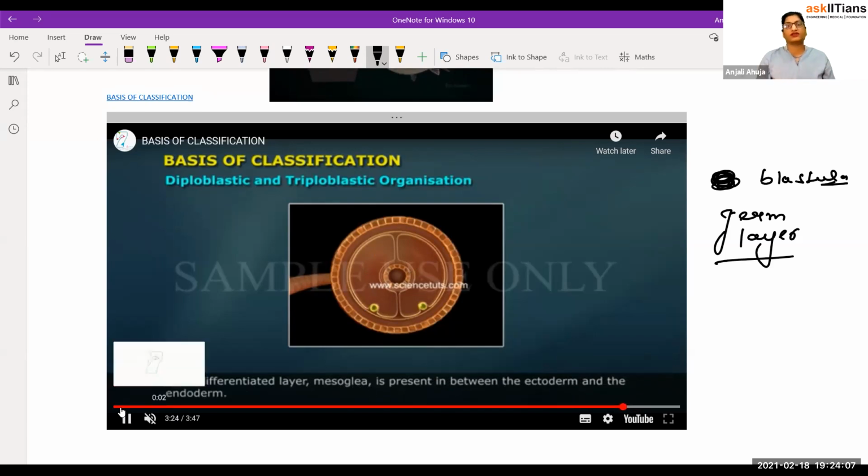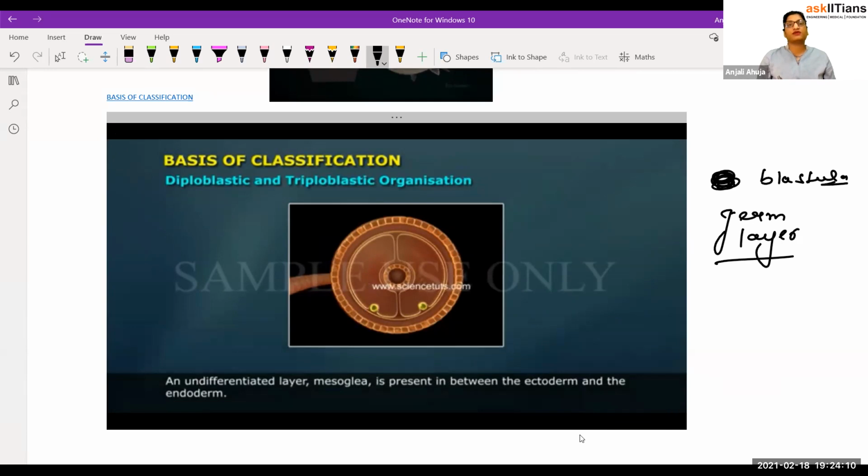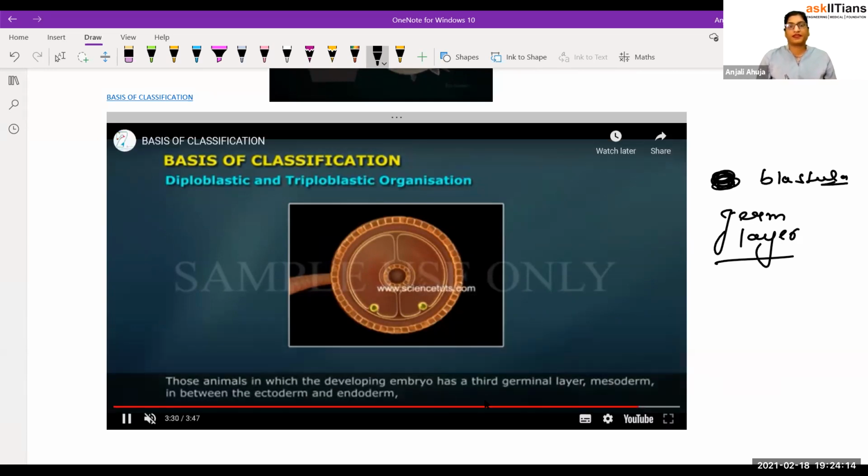Now let me talk about the triploblastic. In the triploblastic, three layers are present: mesoderm, ectoderm, and endoderm. Not the mesoglea, but mesoderm. Mesoglea is in diploblastic. Remember that. Here it is properly differentiated.